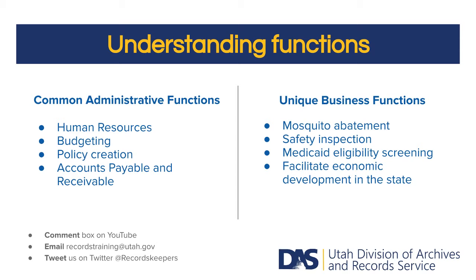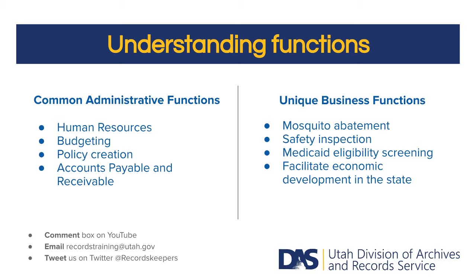And you are going to have things that are very unique to you and your department and why your department exists. Those are going to be your unique business functions. But you're also going to have a lot of common administrative functions that many different departments have. Because you have employees, you're going to have human resource records, you're going to have budget records, you're purchasing things, you'll likely have accounts payable and receivable, and many different departments are going to have those as well.